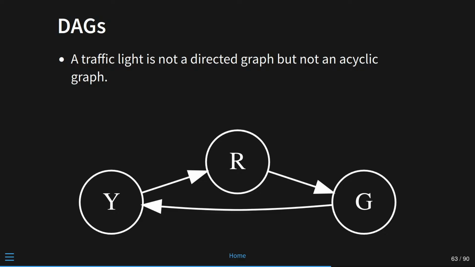Traffic light is a directed graph. I don't know why that says not, but it is cyclic because it goes green, yellow, red, so there is a cycle.